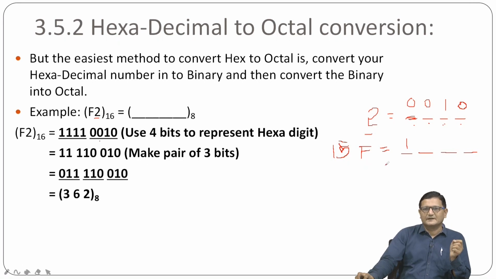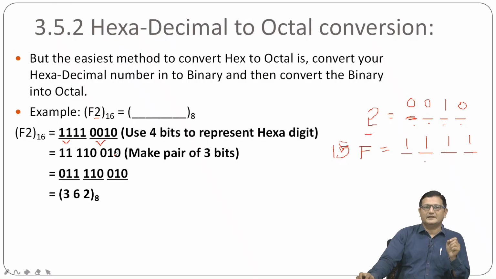So 7 remains. Now this bit represents 4, so we will take 4. 7 minus 4, now 3 remains. Again we will take 2. So 3 minus 2 is 1. Again we will take 1. So 1 minus 1, the number becomes 0. So F represents 1 1 1 1 in binary, and that is what I have written. So the binary of F is four 1s and the binary of 2 is 0 0 1 0.